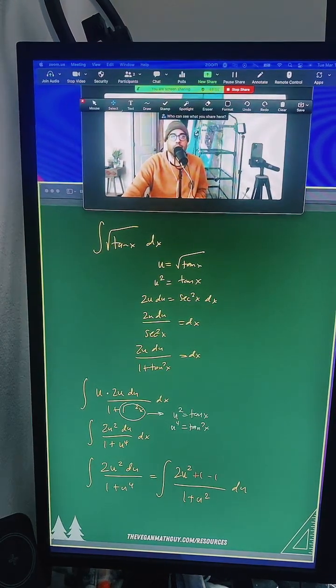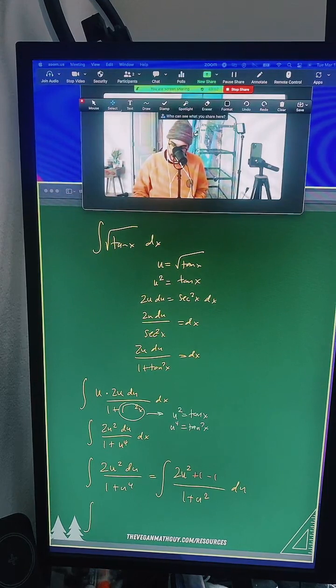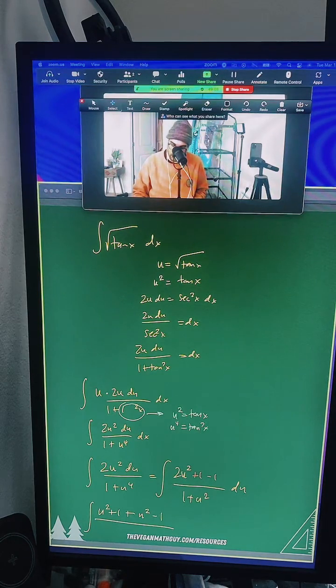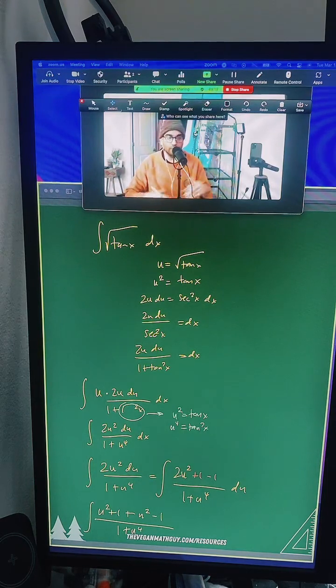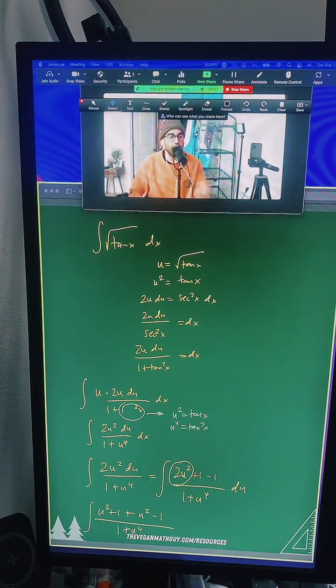And so now what you have is u squared plus 1 plus u squared minus 1, all over 1 plus u to the 4th. I realize that I put 1 plus u squared, but it's 1 plus u to the 4th in that other integral. Okay, so look at what I did. I added the 1, subtracted the 1, because it still balances out the equation. And then I cut up the 2u squared as u squared plus u squared, and then I rewrote that as 2 different factors. So I'm going to end up with 2 different integrals that look like this. So that's the way I want to integrate them.